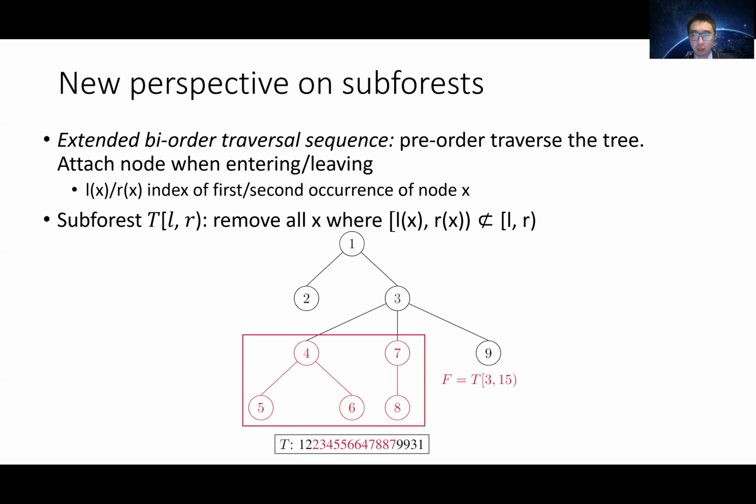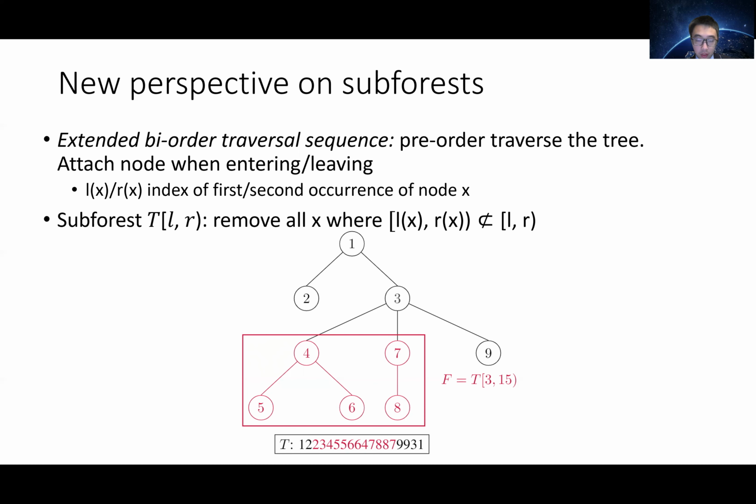The subforest T of the interval L to R is defined to be the subforest we can get by removing all nodes F, where at least one of its occurrences is not inside the interval L to R. Here I give an example of a tree, as well as its extended Euler traversal sequence, and the example of a subforest in red. The subforest F equals T of the interval 3 to 15, contains exactly the red nodes.